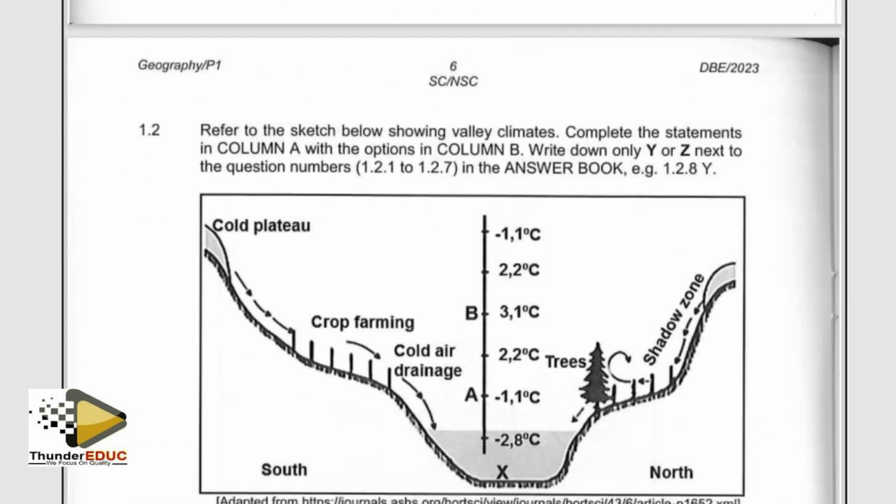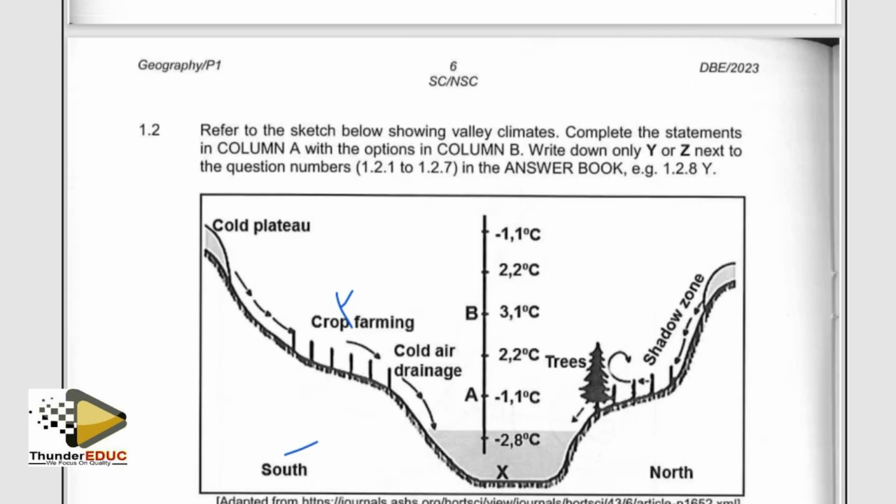Okay, we'll go forward. Refer to this valley climate. We have the valley climate here. What we need to do, this is a cold plateau. Here we have the shadow zone. We have trees here. We can see cold air of the drainage. You can see crop farming here. And they say south and this is north. That means this slope here is north facing. This slope here is south facing. Okay, and they show us temperatures. Minus. So here, actually here B is higher than up and low, meaning that cold, cool, hotter, or warmer.